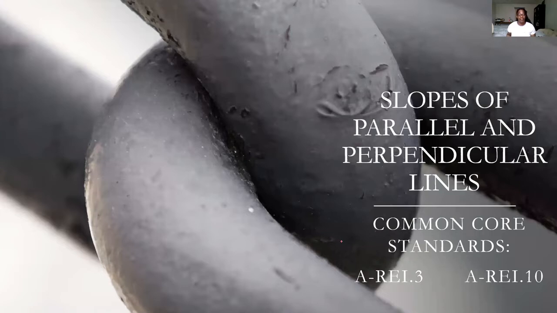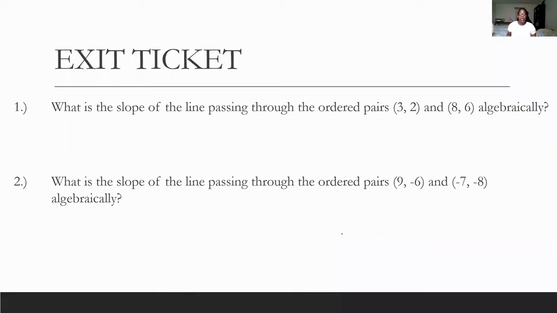So today we are going to find the slope. We're actually going to be using slope to find those parallel and perpendicular lines. So we're going to look at those Common Core standards, A.REI.3 and A.REI.10. We're going to be doing some simplifying and also some graphing. Before we get to that, let's look at the exit ticket from last time.